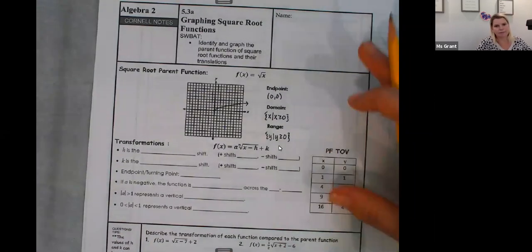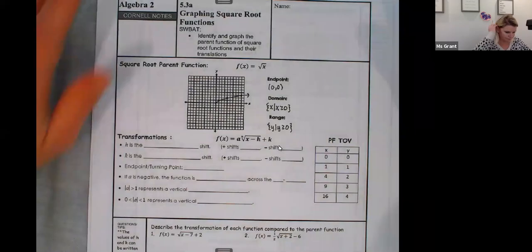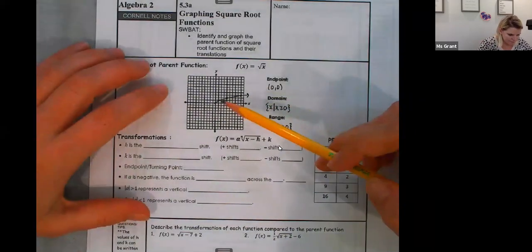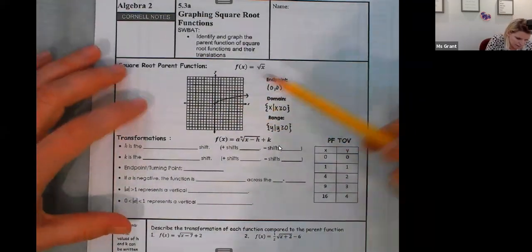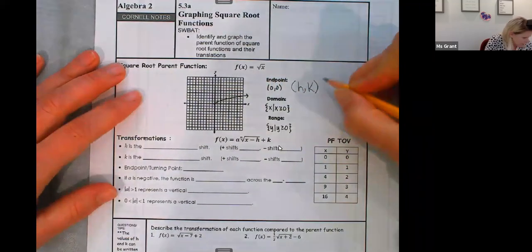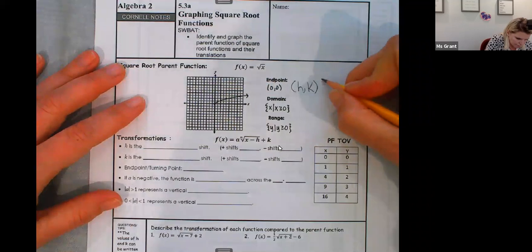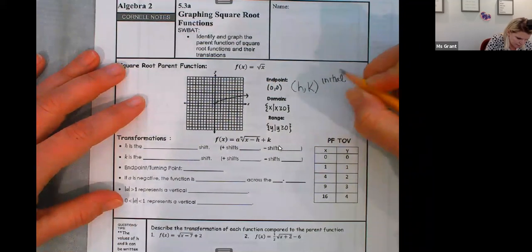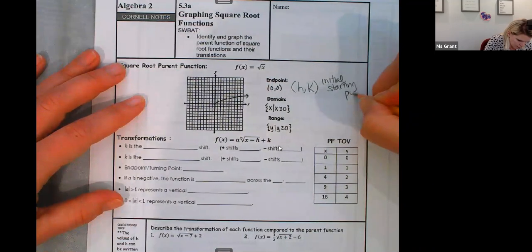So here again, we're just talking about the basics. Here's the shape of it. The endpoint is 0, 0. The endpoint is also my h, k. I call that sometimes my initial starting point. There's lots of different ways to say it. Initial starting point.